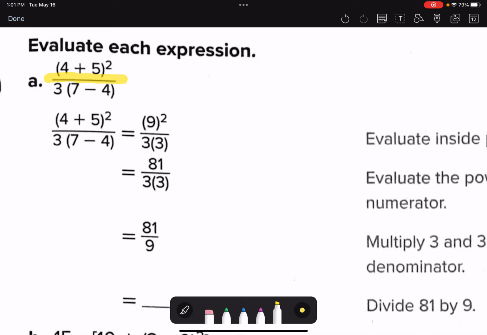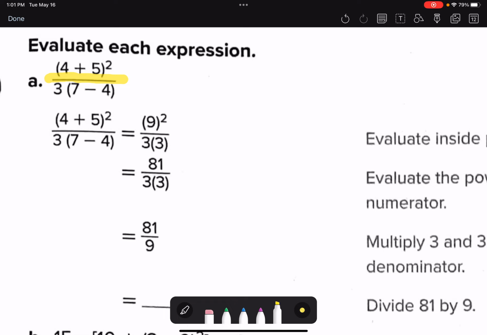And when you have fractions, you have to understand that the numerator is separate from the denominator, meaning that any grouping or math operations in the numerator need to be completed before you touch anything on the bottom. And then once you finish out the denominator, that's when the two can interact.